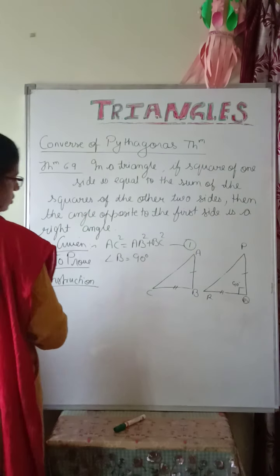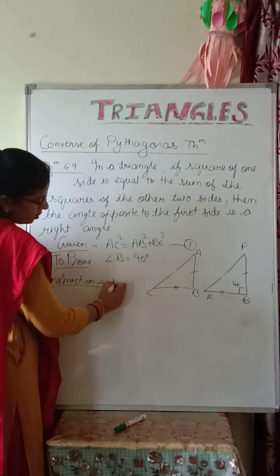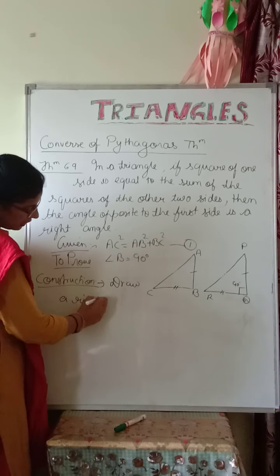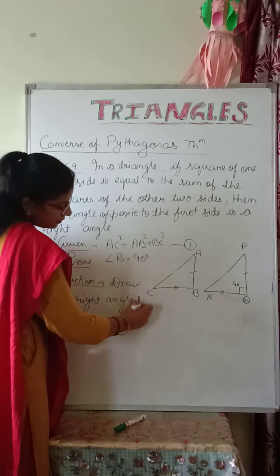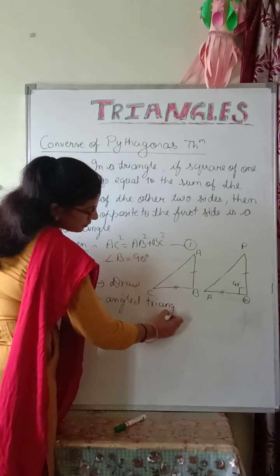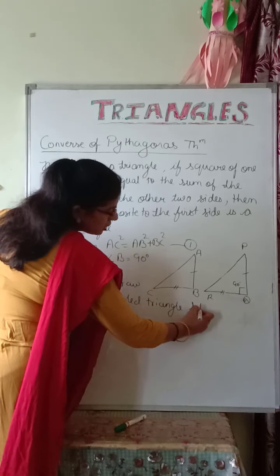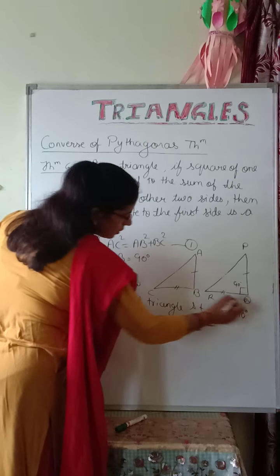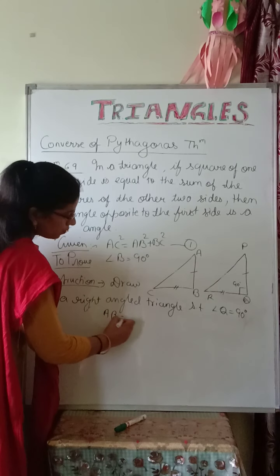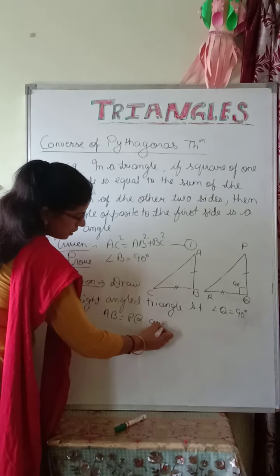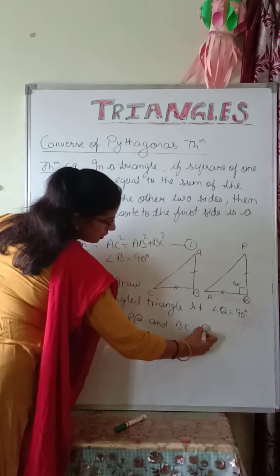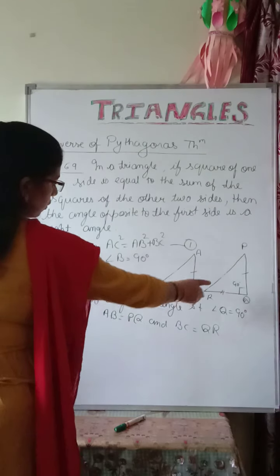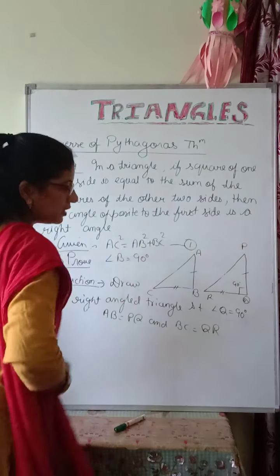Okay. So construction. What will write in construction? Draw a right angle triangle such that angle Q is 90 degree, AB is equals to PQ and BC is equals to QR. ठीक है, तो हमने इस तरह से ड्रॉ किया कि we will get this. So now we will apply Pythagoras theorem in this triangle.